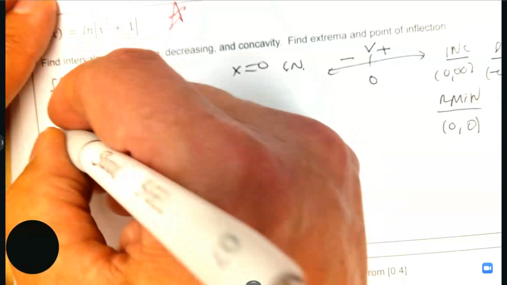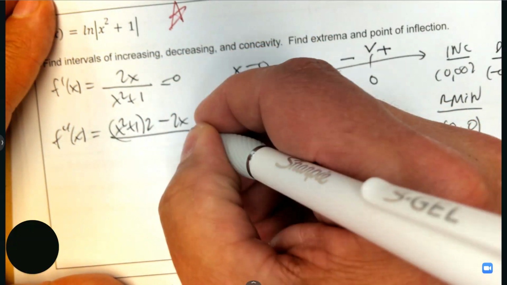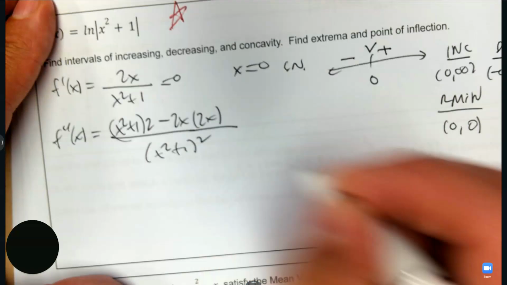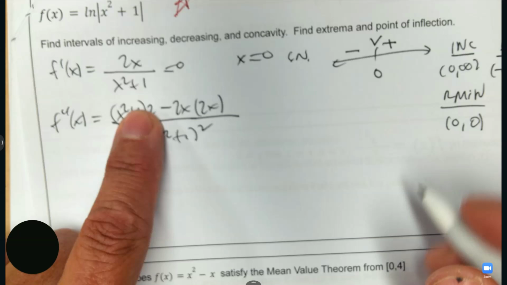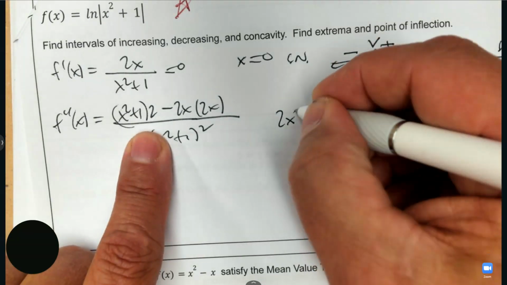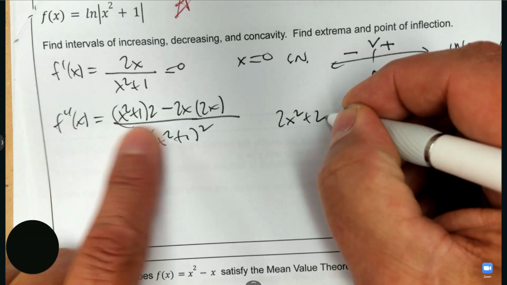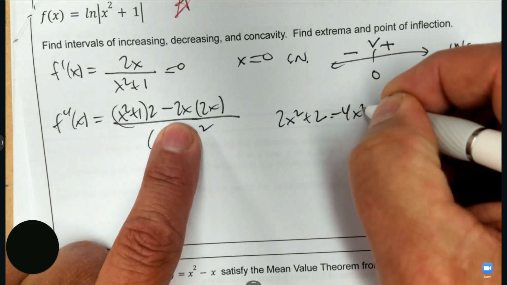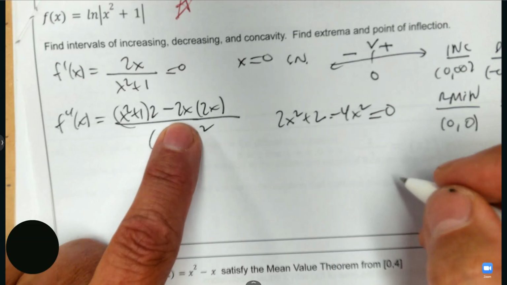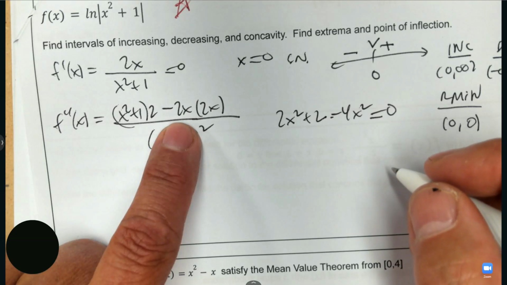The next part, second derivative. This would require the quotient rule. That's the bottom times the derivative of the top, and then the top times the derivative of the bottom, and then the bottom squared. If I look at the numerator and distribute, I get 2x squared plus 2 minus 4x squared, and I'm going to make that equal to 0, and I'm going to solve it.